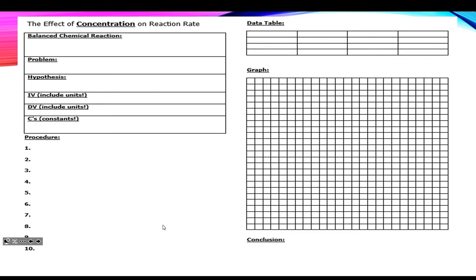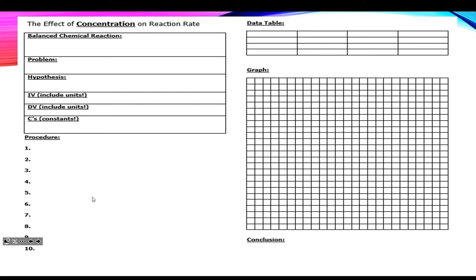Anybody know what IV is? There's a lot of different ways to do IV, but that's not what we're using it in chemistry for. Independent variable, good. So what is an independent variable? When you think about independent variable, think about I: I'm changing this. I'm affecting this change. So the independent variable for concentration is I'm changing the concentration of something. Okay, so you've got to tell me what you're changing the concentration of.